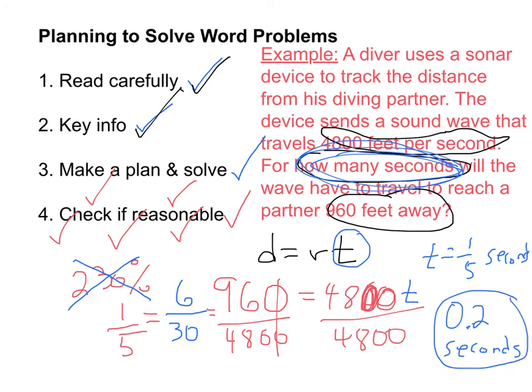Now, does that make sense? Well, I think it does, because it's going to travel about 5,000 feet in a second. So this guy's way less than 5,000 feet away, so it should be well less than a second. These sound waves are traveling pretty fast, so they should get to each other pretty quickly, and 0.2 makes sense as a quick time. If I got something like 30 seconds or a minute, then I'd have to go back and see that I did some work wrong and find what I did wrong.